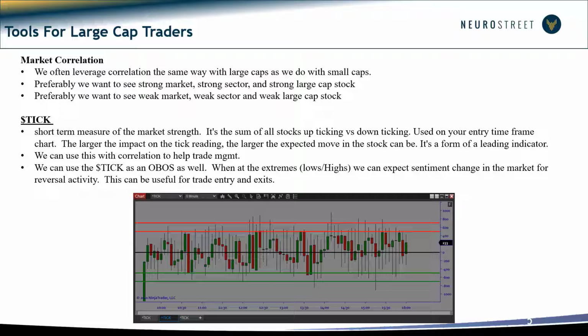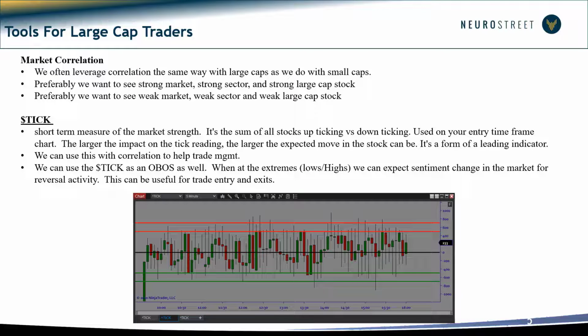We want to know where it is in the grand scheme of things, okay? And one of the indicators that we find is used by a lot of professional stock traders, especially in large cap stocks, is the tick indicator. So this is a tick market index, and basically it's a short-term measure of market strength. It sums up all of the stocks in the market upticking versus downticking.